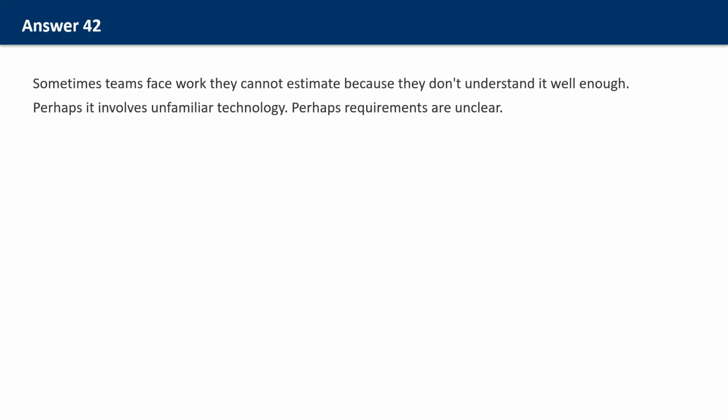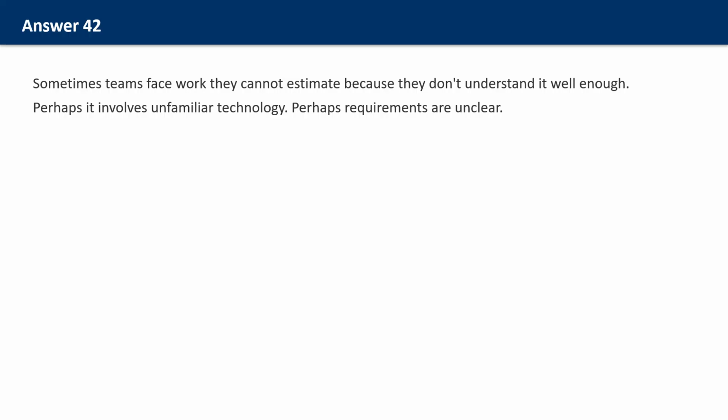Spikes enable estimation. After completing a spike, the team can estimate the actual implementation story with confidence. The unknown has become known. For exam scenarios, spikes are appropriate when teams cannot estimate work because of technical uncertainty. If a scenario describes a team guessing at estimates for unfamiliar technology, a spike is the recommended response. Complete the spike first, then estimate accurately.